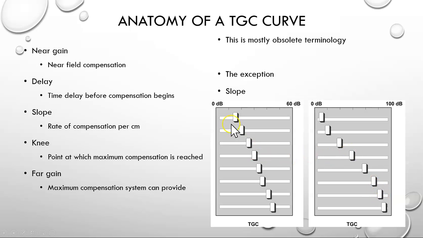So you do need to understand this slope and how it's going to affect the image, and which slope is associated with low frequency transducers and which one's associated with high frequency transducers. Those will be questions on the SPI exam.